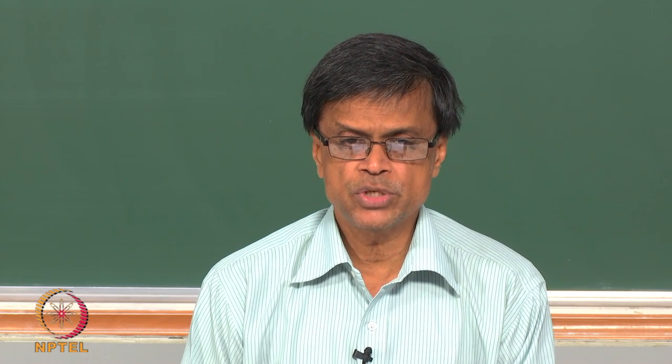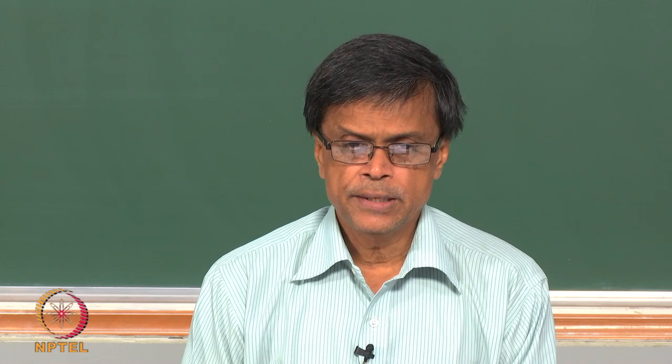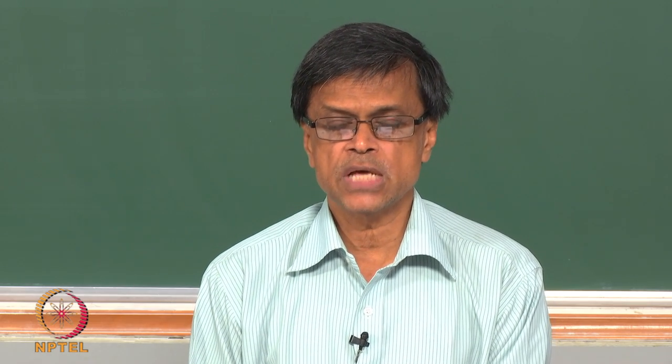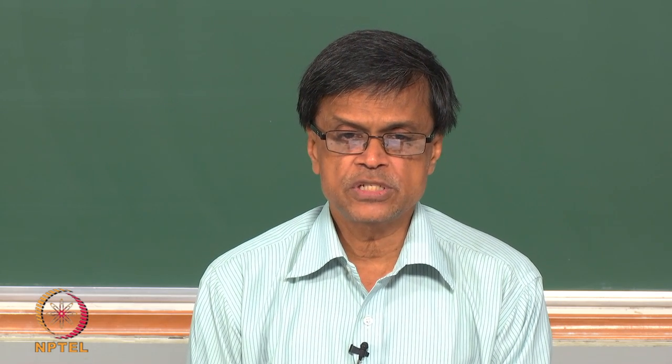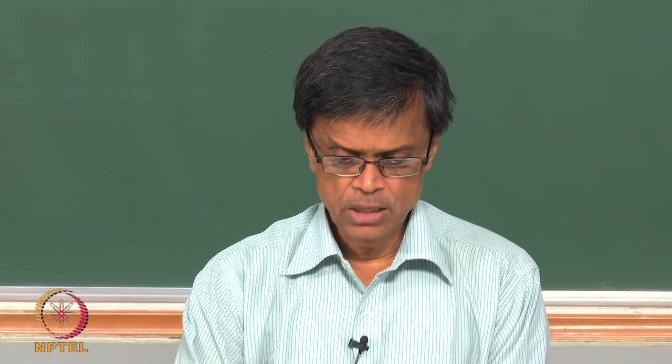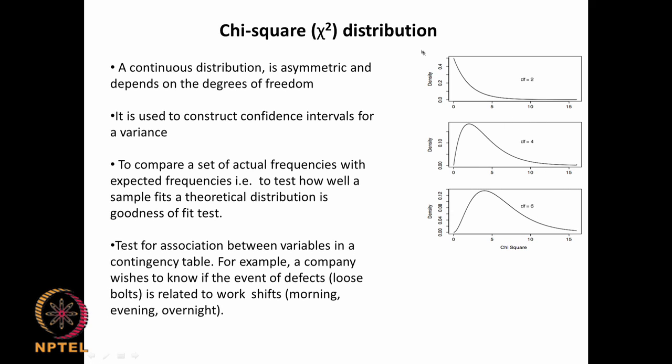It is a continuous distribution, it is a skewed distribution, and it is very useful if I am comparing observed versus expected. I expect something, but I observe something. Is there a statistical difference in this observation? So, in such situations I use this chi-square test. Once again to recall, it is a continuous distribution, but it is asymmetric. As the degrees of freedom increases, we can see the curve becomes more uniform, but originally it is right skewed.